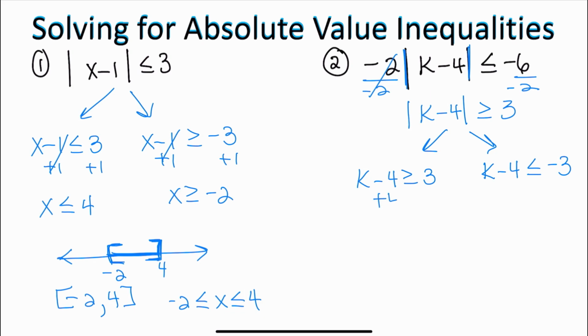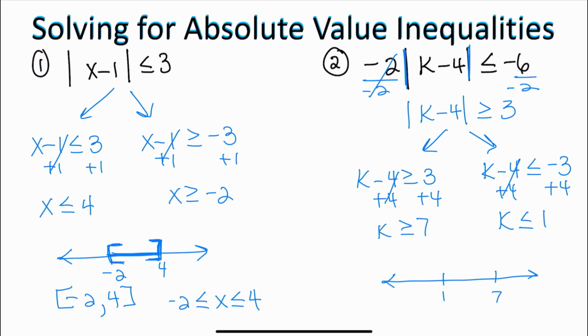Now I solve. Add 4 to both sides. So we get k is greater than or equal to 7. Add 4, and I'm going to get k is less than or equal to positive 1. So on a number line, this basically says, here's 1, here's positive 7. I want all of the answers that are going to be greater than or equal to 7. So here is 7, it's greater than or equal to, so I use a bracket, or less than or equal to 1. So notice how they're going in opposite directions.